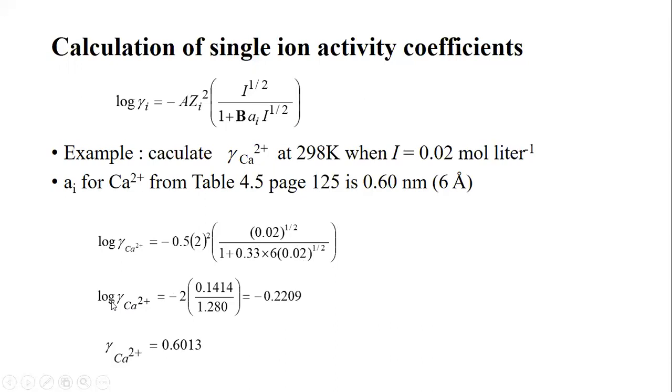less. Again, log gamma of calcium equals -2, 4 times 0.5, -2, you open parentheses, this value will be 0.144, and this, when you add 1 plus 0.33 times this, over 1.280. So remember, never forget this negative sign. So minus 0.2209, that's the log. Now we want to find the gamma. You get the antilog of this number. The antilog of this number will be the gamma from your calculator.